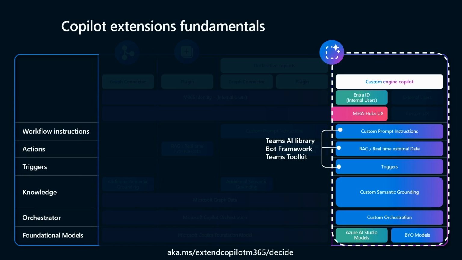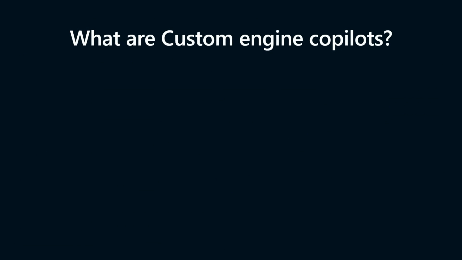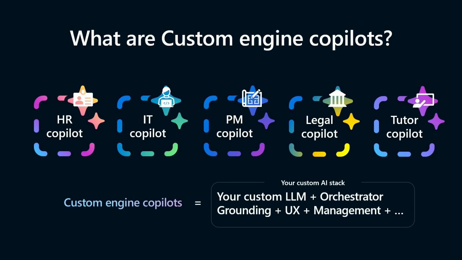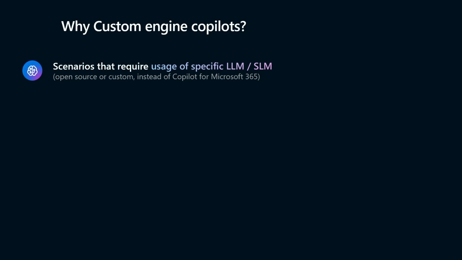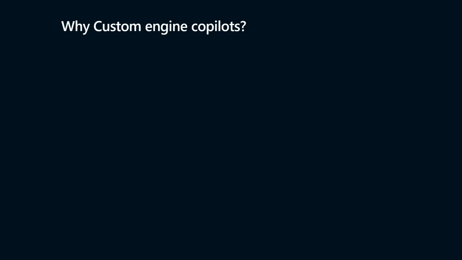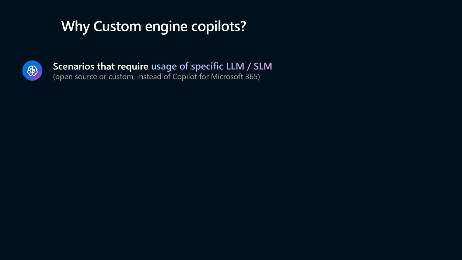A custom engine copilot is basically built with VS Code and Teams AI library, and we're going to see that in a little bit. In a custom engine copilot, you're using it in a scenario where your LLM of choice can be used. You can use Azure AI Studio, for example, to select your own LLM or SLM model from there.